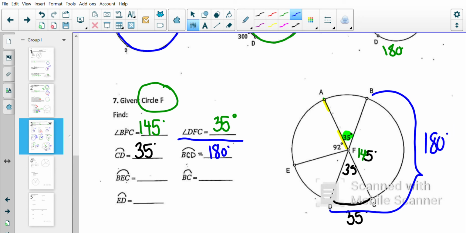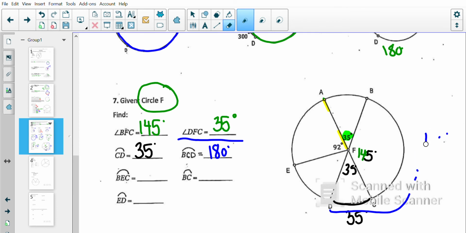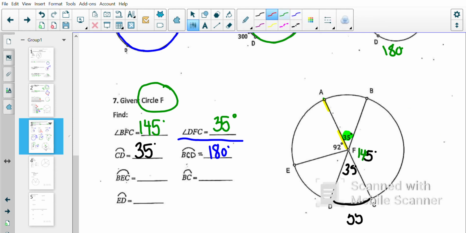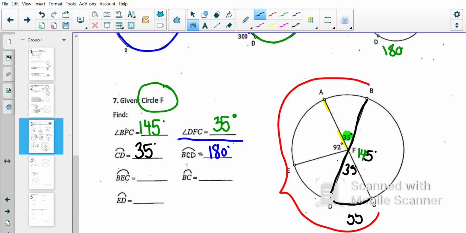Now we want BEC. So arc B to E to C, we are passing our diameter. Here's our diameter, which I'm highlighting in black. So we know that's 180 degrees. So we're going to take that 180 degrees and we're going to go 35 more degrees. So BEC is going to be 180 plus 35, which is 215 degrees.